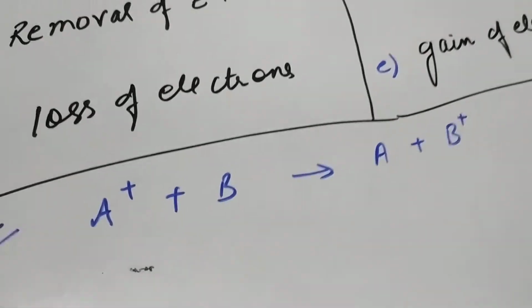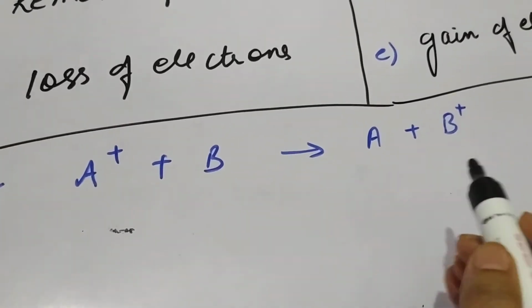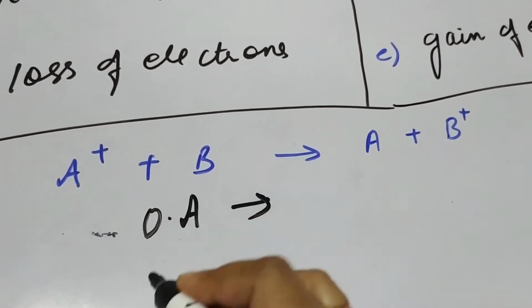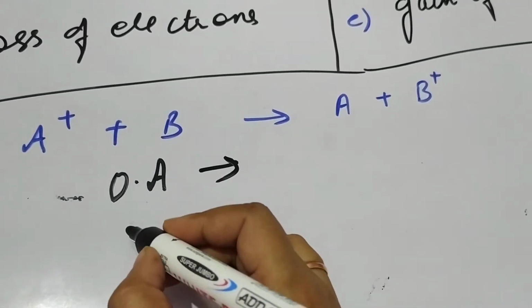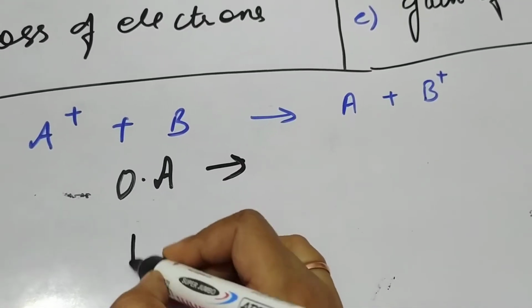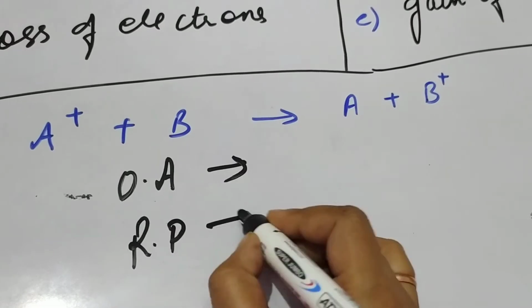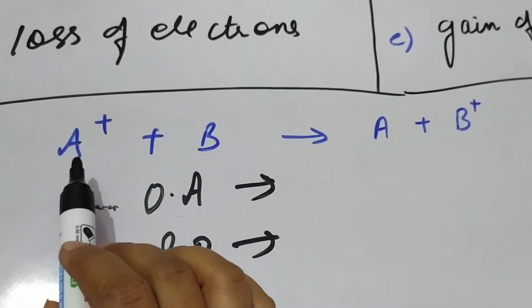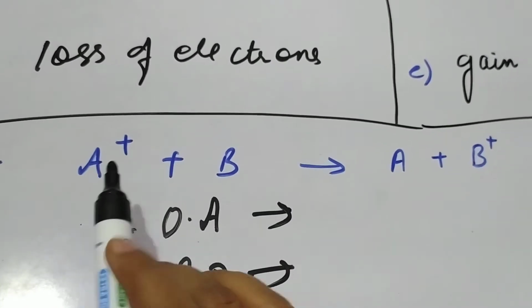Next, one more example. Suppose in this way an equation has been given, and I am asking you to identify the oxidizing agent in this case, and I am asking you the reduced product in this case. So for the oxidizing agent, the answer will be from here. Now you see oxidizing agent, how you will identify oxidation.